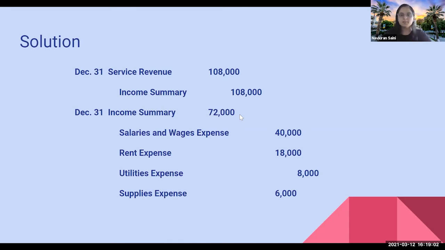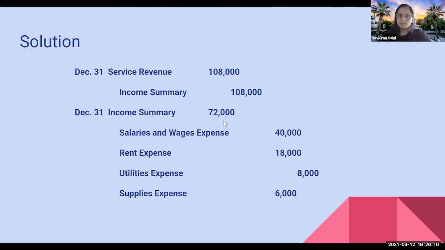Now I'll pause for 30 more seconds. Which side do you think is greater for income summary? Is it debit? 72,000 for the debit side of the income summary. So we have credit side as greater than the debit, right? So we have more balance left on the credit side, which is our revenue.